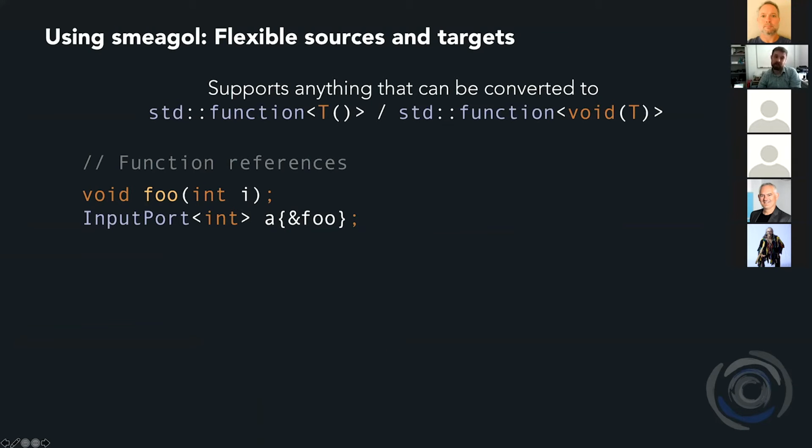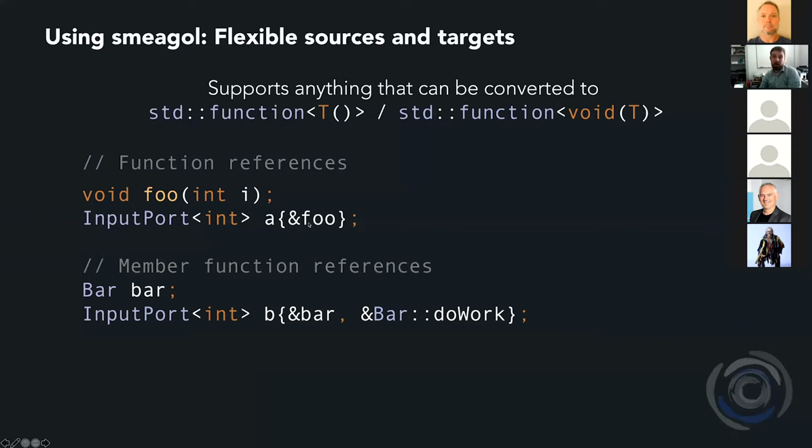A reference to a function can be implicitly converted to one. In this case, we're an input port and we've templated on int, so it will accept any function reference that has an int as an argument, a single integer as an argument. For output ports, it's templated on the return type, so any function that returns an integer can be used in this manner. You can also do the same with member function references. You give it the object and the reference to that object's member function, and that would also be acceptable.